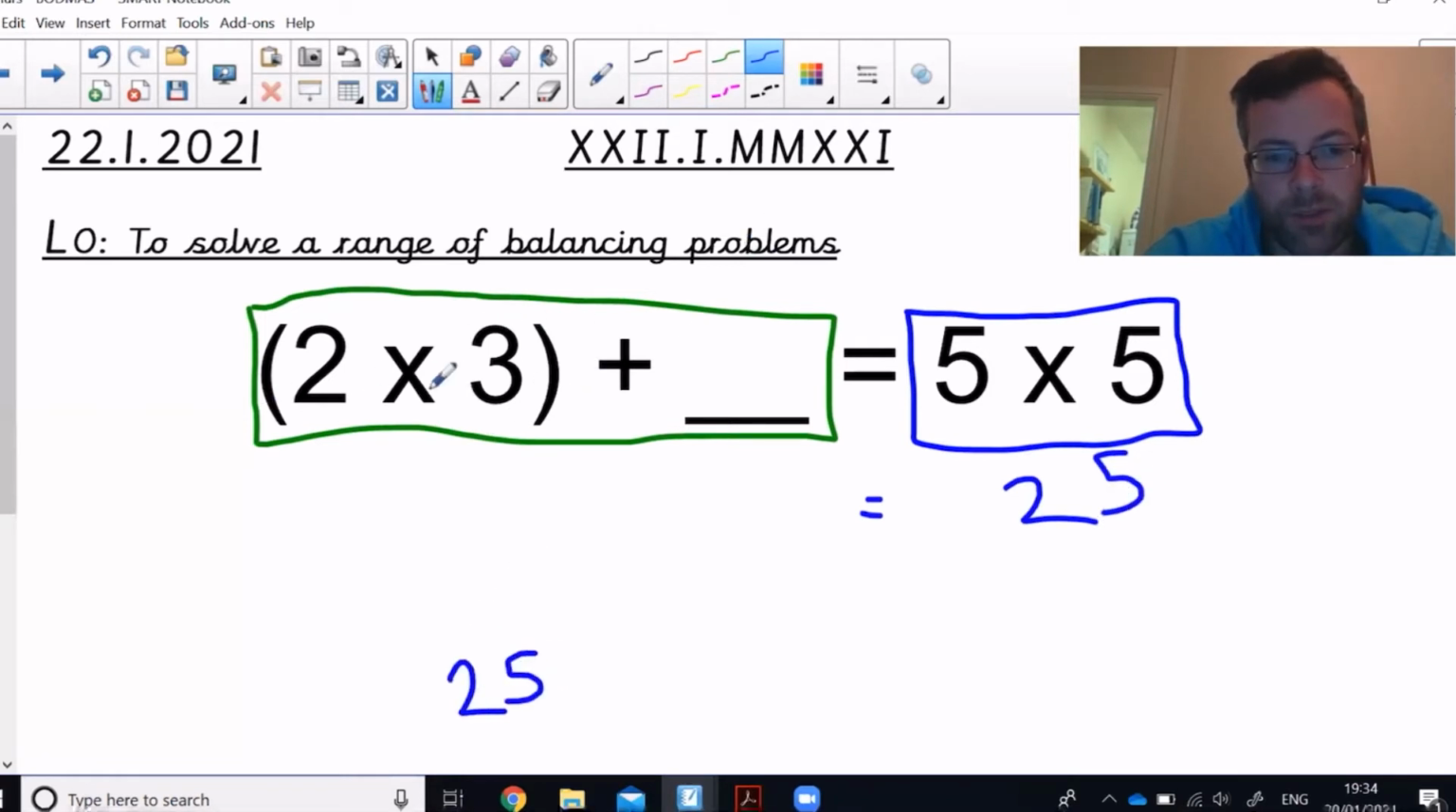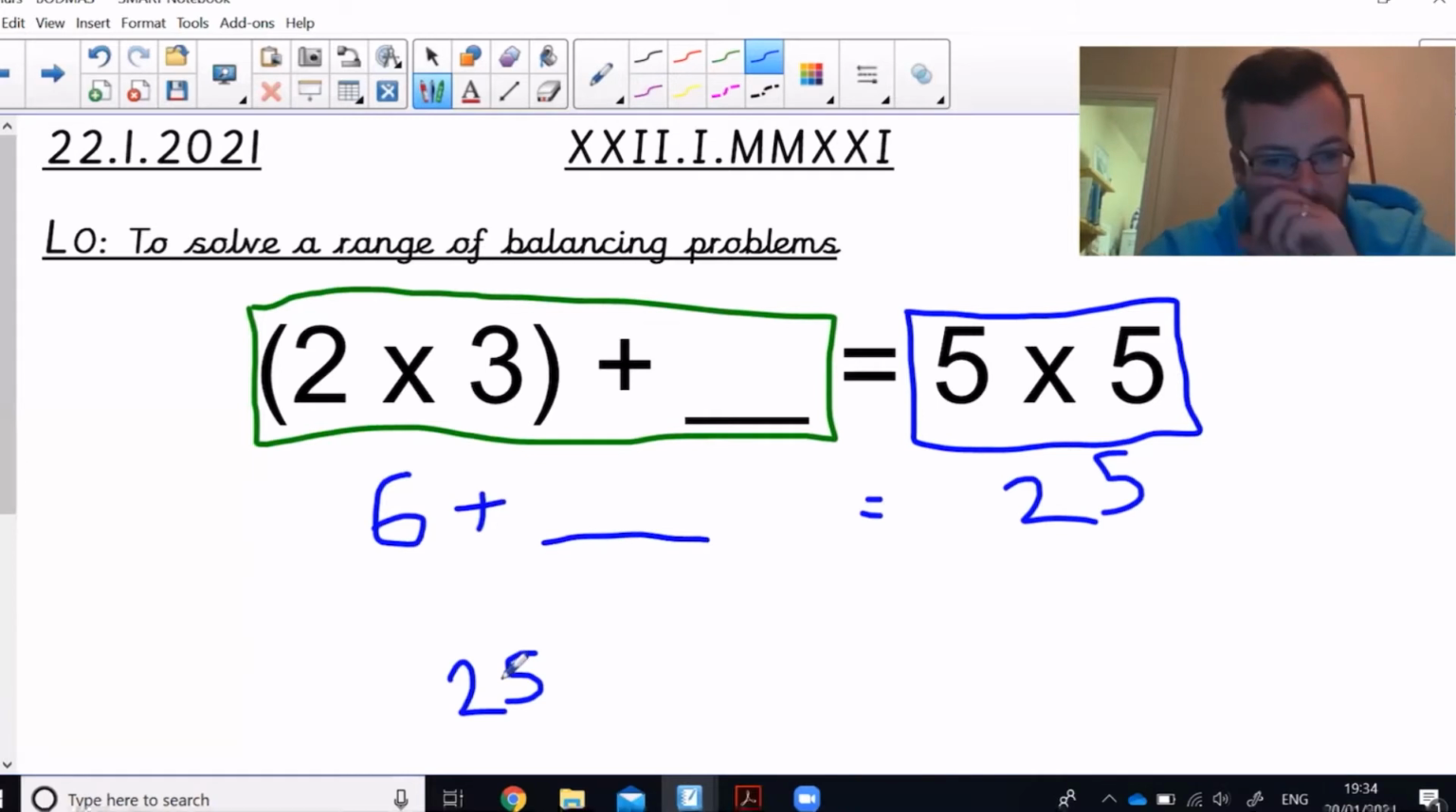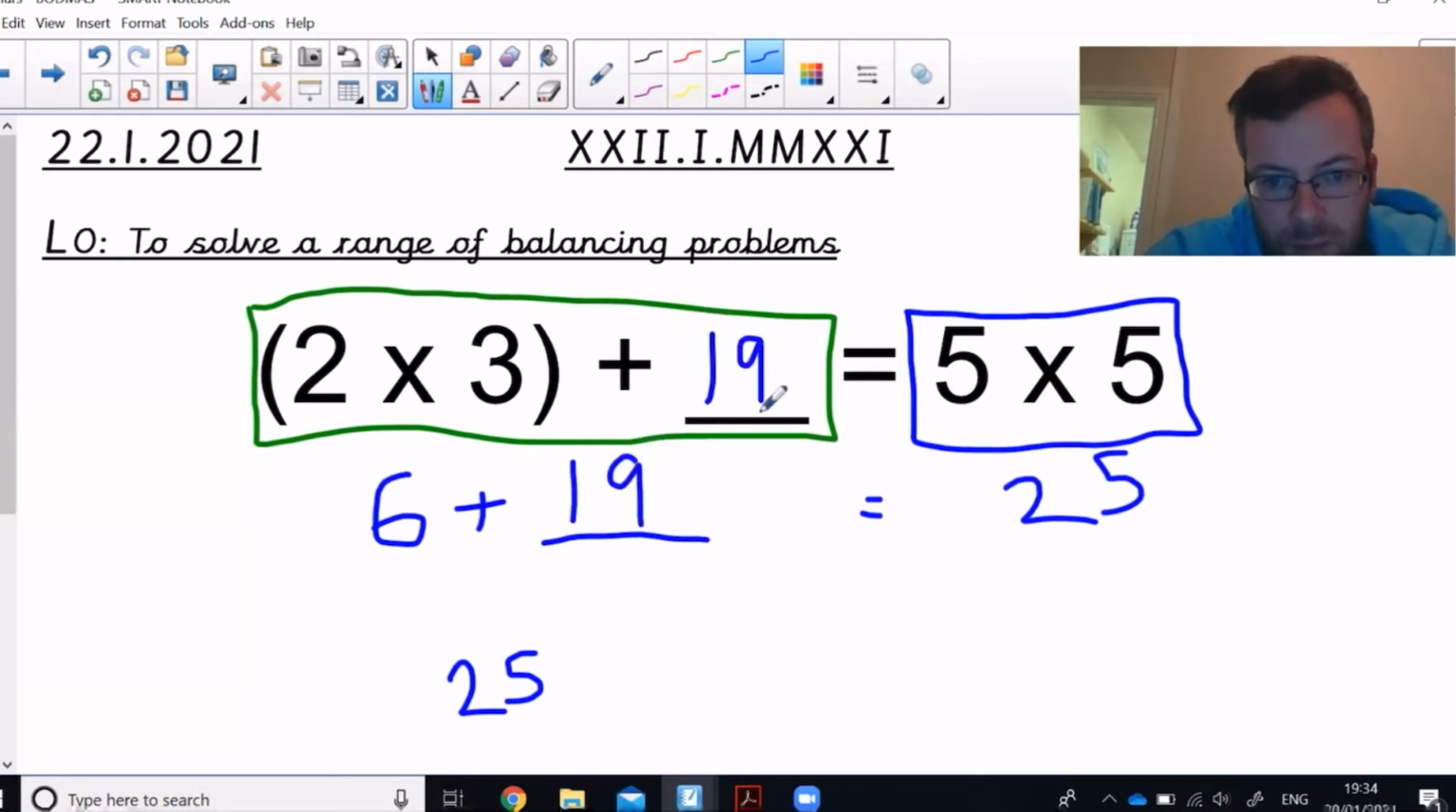Now, 2 times 3 is 6, because I've done the brackets. So 6 adds something has to be 25. Hopefully you can work out, we can do the inverse of 25 take away 6. So this missing number is 19. And then I'm just going to put it back in there and check it works. Well, 2 times 3 is 6, add 19 is 25. 5 times 5 is 25. Yes, this side is now the same as this side. It is equal to that side.